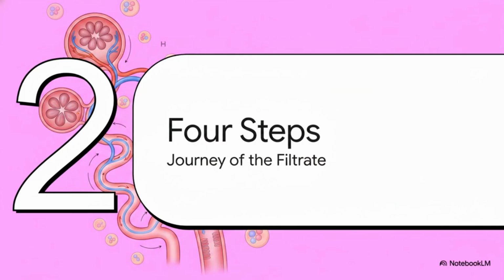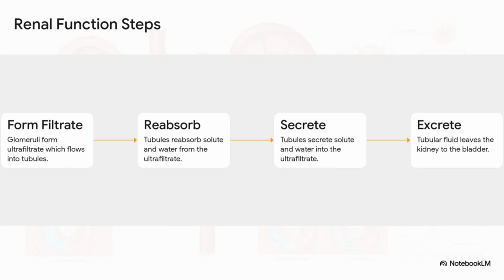Moving on to section 2, 4 steps of renal function, the journey of the filtrate. To really understand how the kidney pulls off this whole extracellular fluid homeostasis thing, we have to look at 4 very precise sequential steps. Step 1, the glomeruli form an ultrafiltrate out of the blood plasma, which then flows right into the renal tubules. Step 2, as that fluid moves along, the tubules reabsorb solute and water.